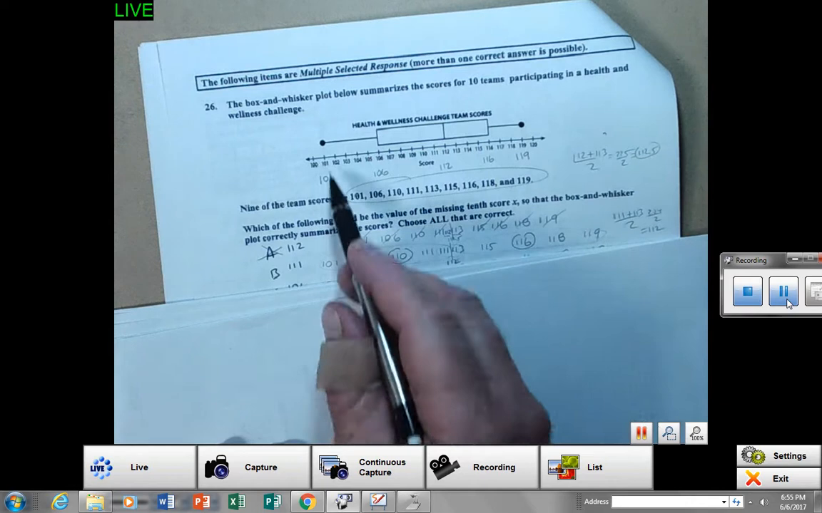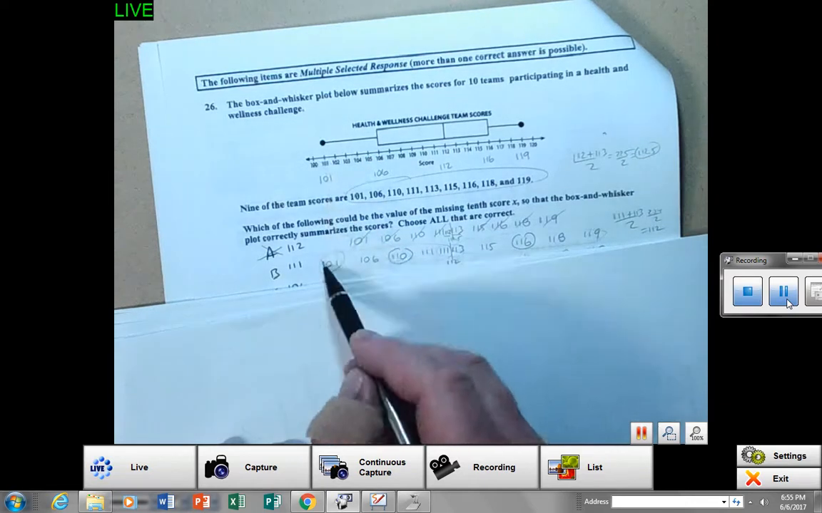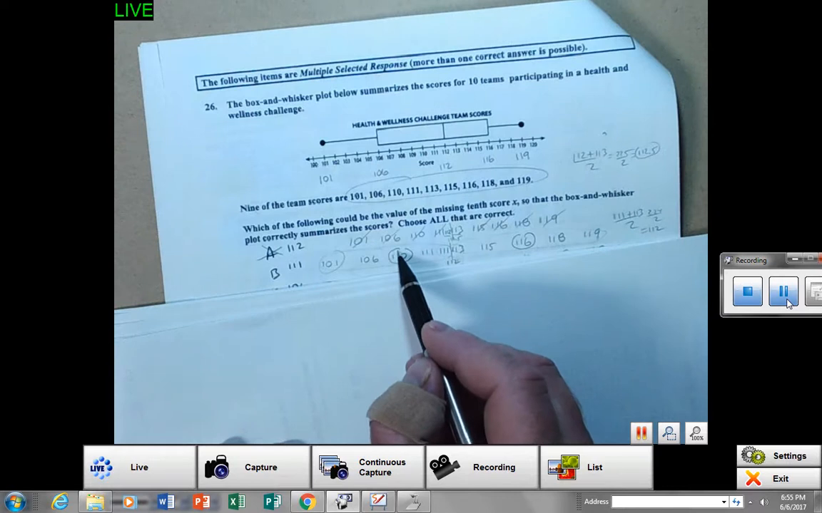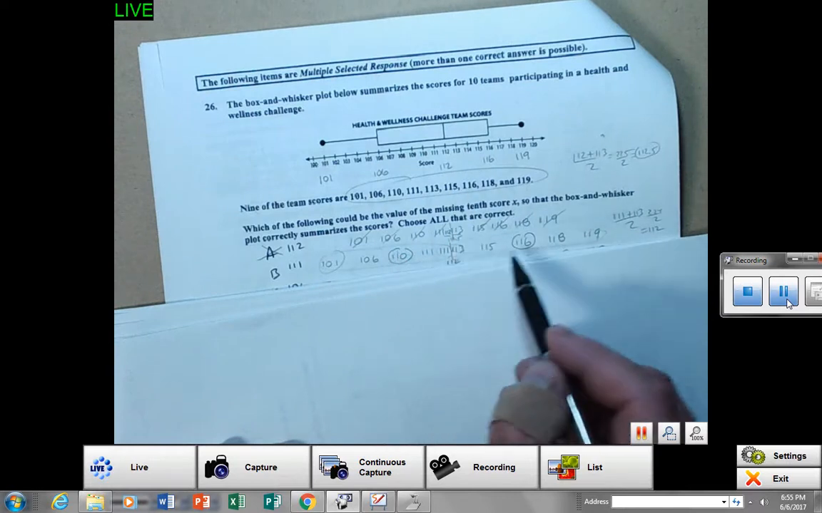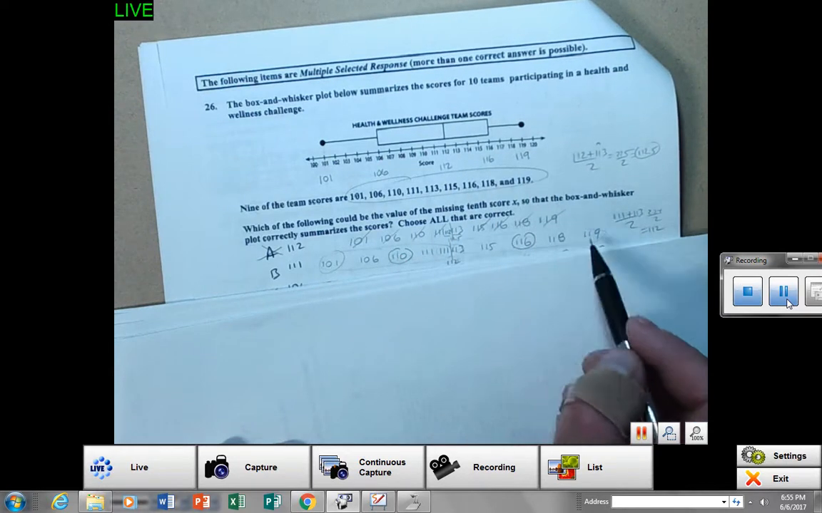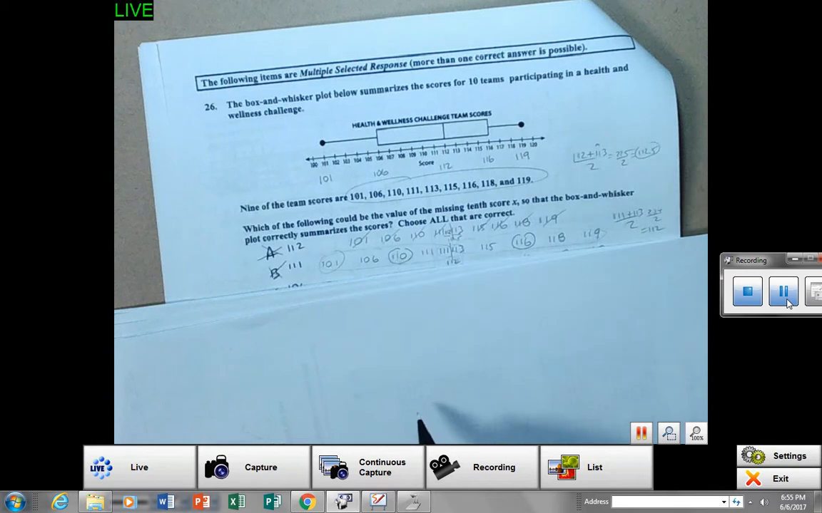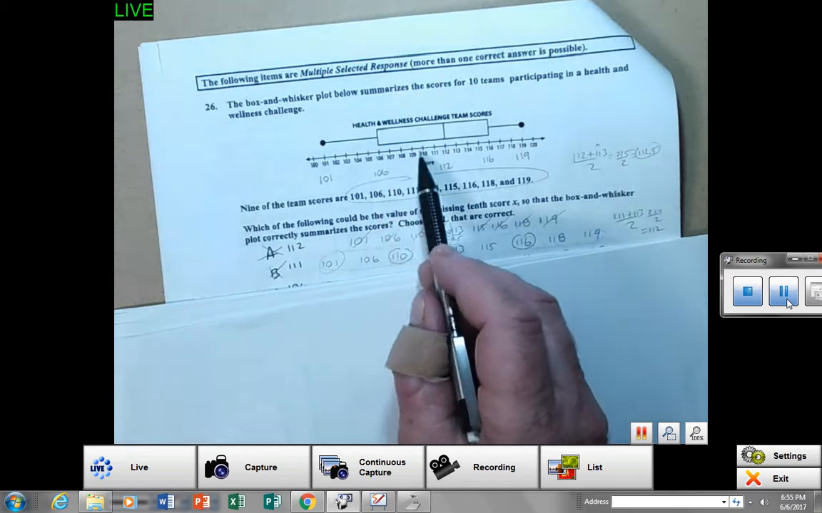This looks good. 101 minimum. Oh, but 110 does not match this 106. That makes it bad. This is still good. This is still good. My maximum is still good. But because of that, that does not match. That would have a median down here. This would be shifted up to 110.